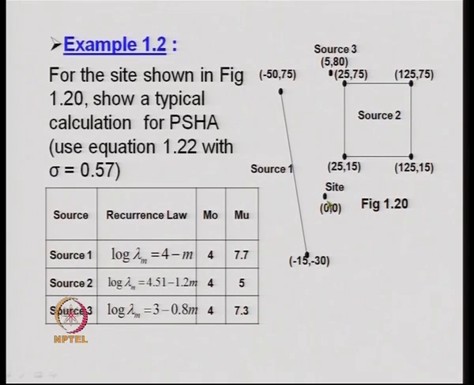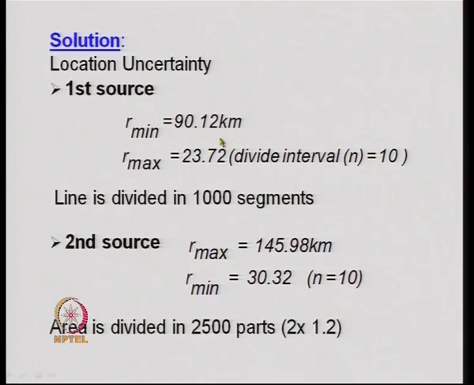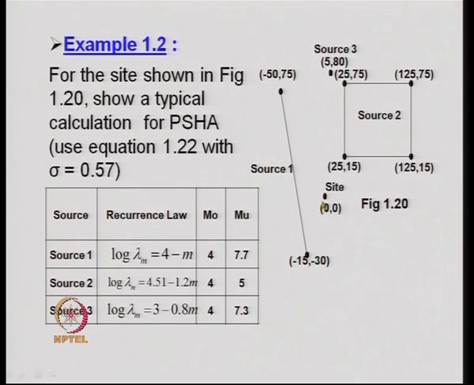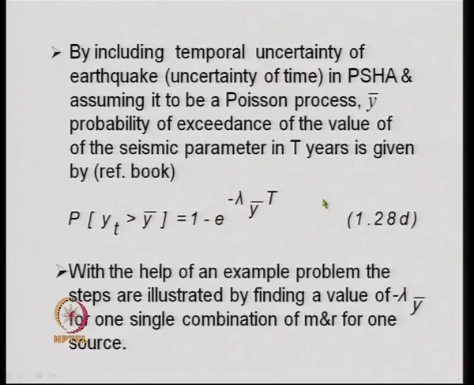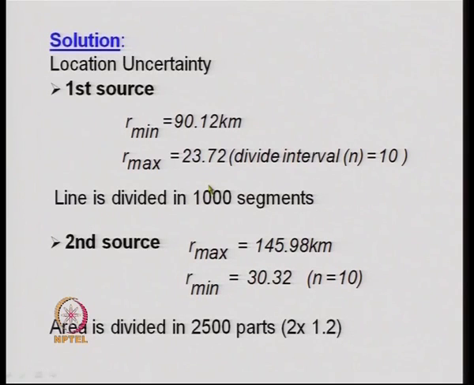That means if I join these 2 points, the distance will be 90.12, and R minimum will be equal to, if I draw a perpendicular from this side to this source, then that perpendicular distance is 23.72. Now, we divide this maximum R and the minimum R into 10 equal divisions, so that there is a pocket interval of certain value.